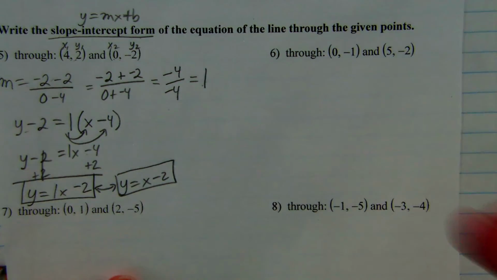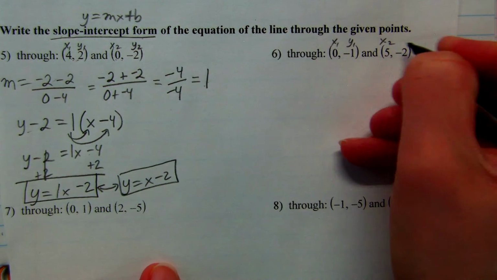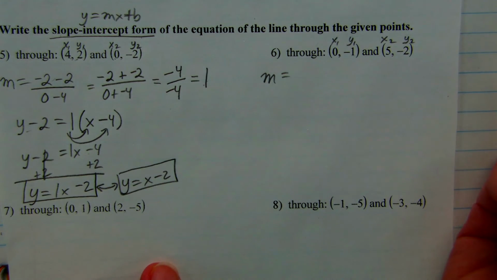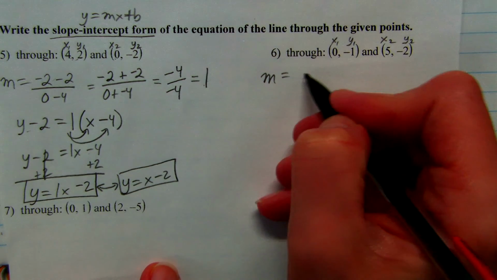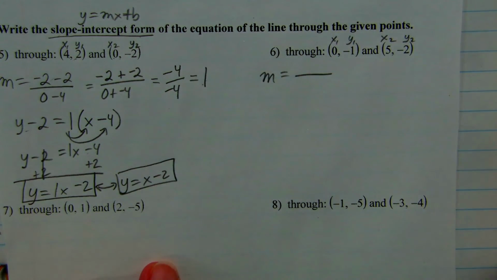All right. So let's go to number 6. So this is my x1, y1, x2, y2. So we're going to set up the slope. So if we're setting up the top, y2 minus y1, what is it going to look like?